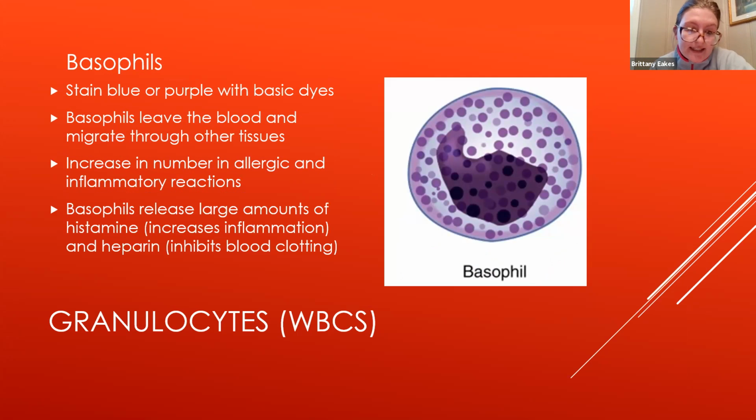Another granulocyte is a basophil. Basophils stain blue or purple with basic dyes. That's just how they're categorized. They leave the blood and migrate through other tissues. They will also increase in number in allergic and inflammatory reactions. They release large amounts of histamine, which increases the inflammation. And they also release heparin, which inhibits blood clotting.